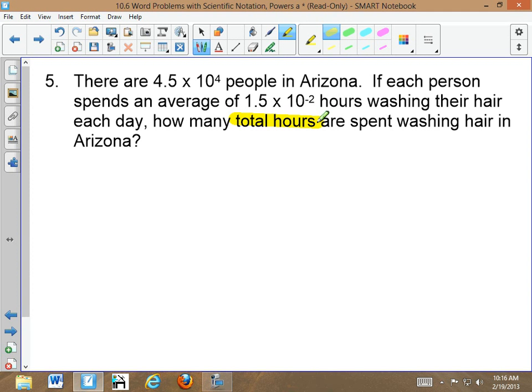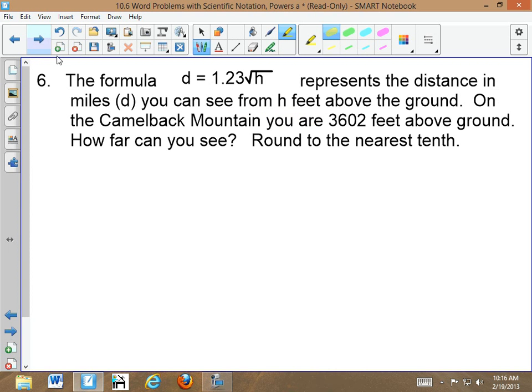Add. Good job. Hey, thanks for paying attention. Nobody said anything about adding, but whatever, dude. Okay, add. I don't care. Even though we've never talked about adding scientific notation, you just go ahead and add. Total means multiply.